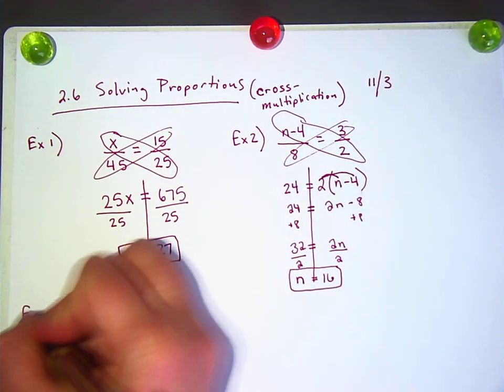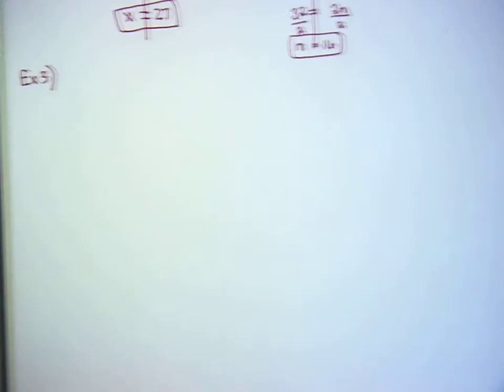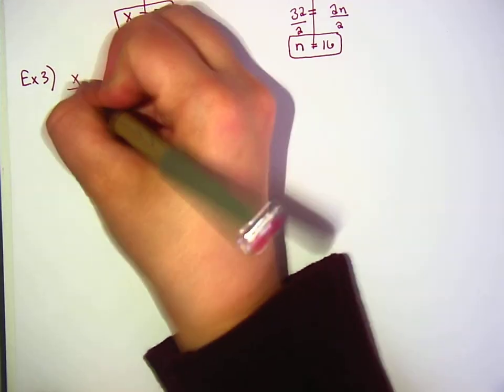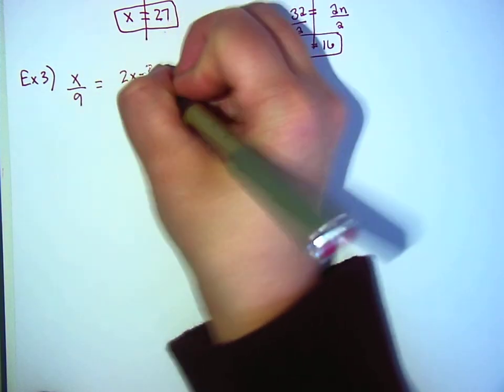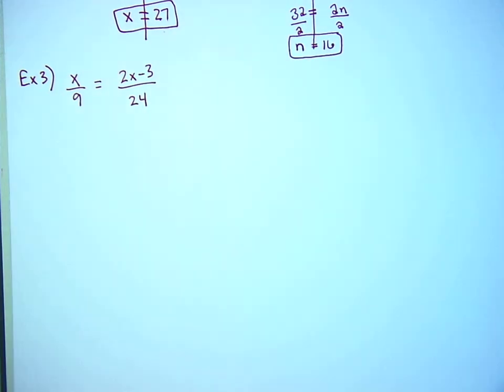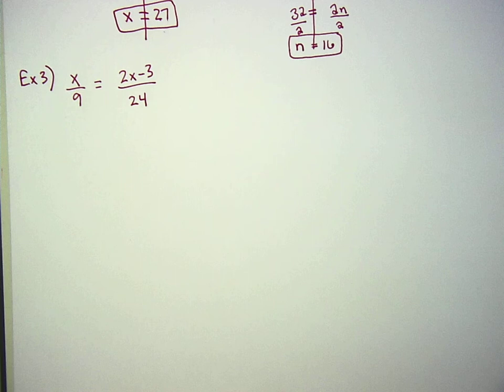All right. We've got 2 more examples to get through. Number 4 will receive prizes. All right. x over 9 equals 2x minus 3 over 24. See how this is getting a little grosser now? All right, so I'm doing this one with you, and then you're going to do example 4 by yourself.